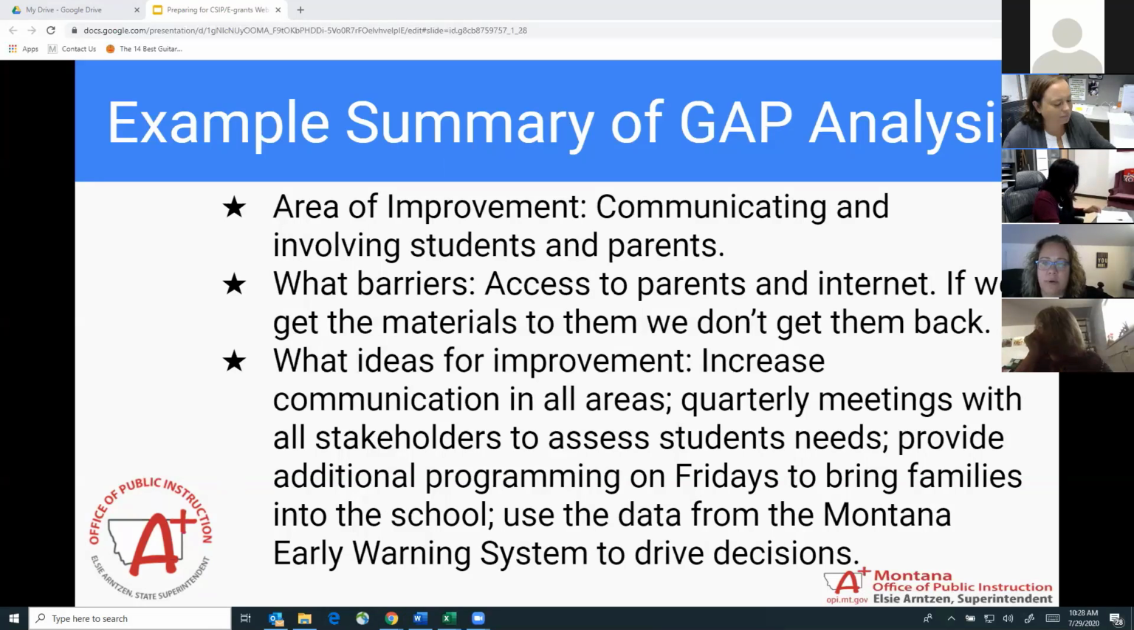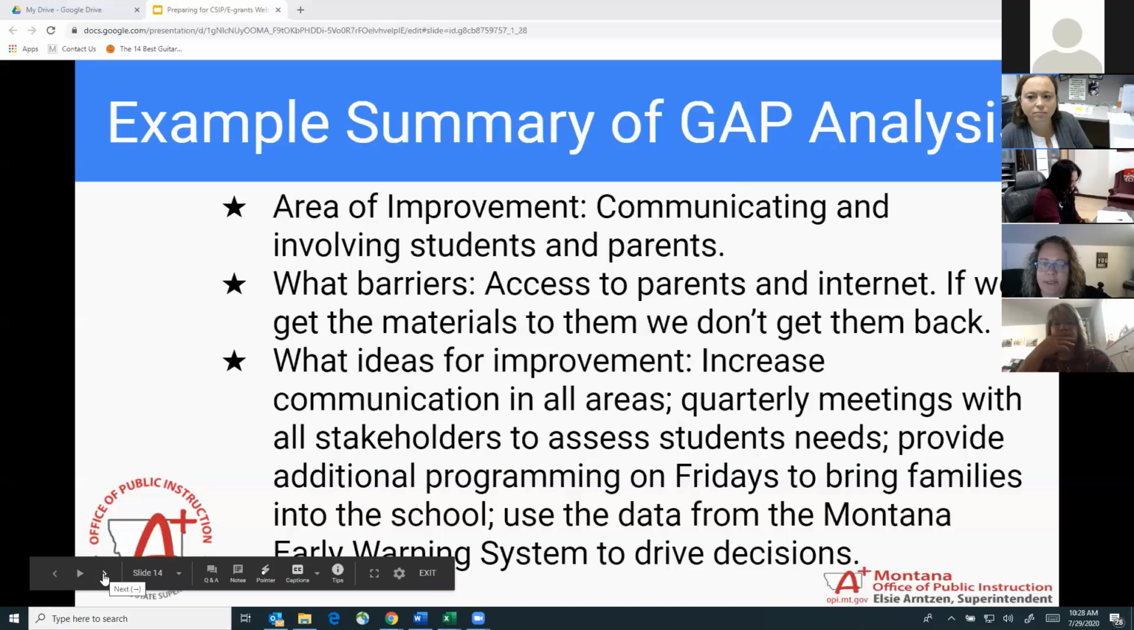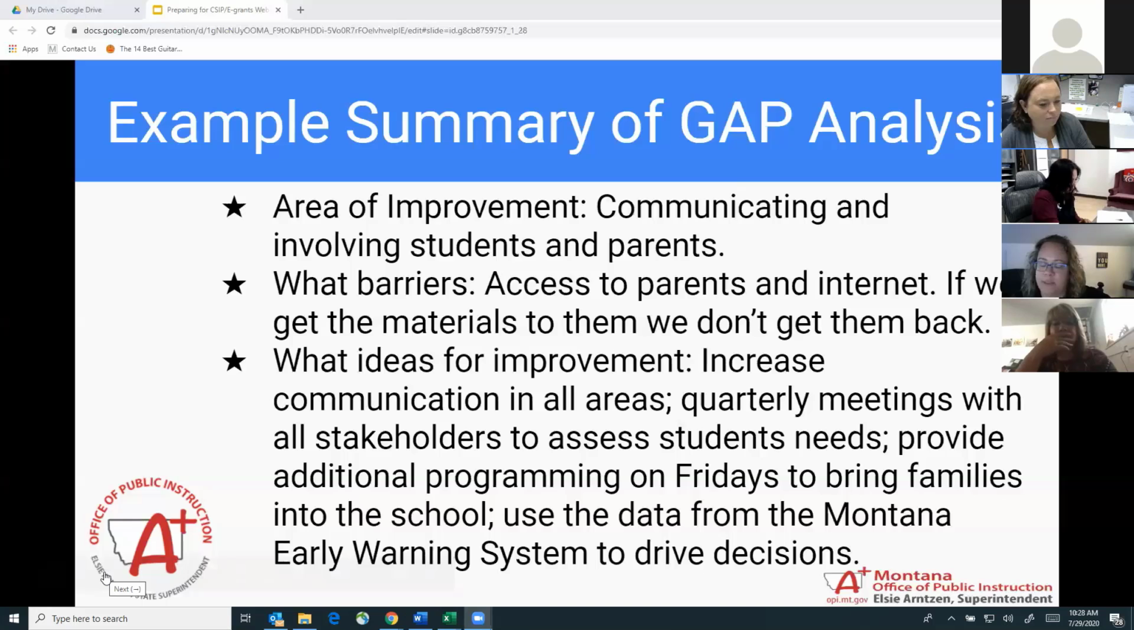This school also went to 4 days a week. And so they're using their Fridays for professional development and also to bring families into the school. So you will see that throughout the example, that Fridays is a lot of support and professional development.